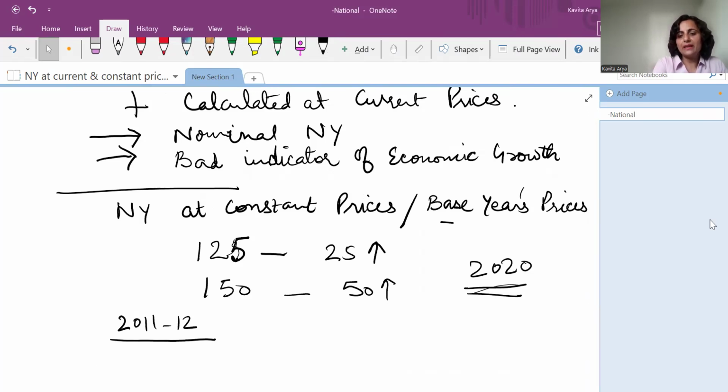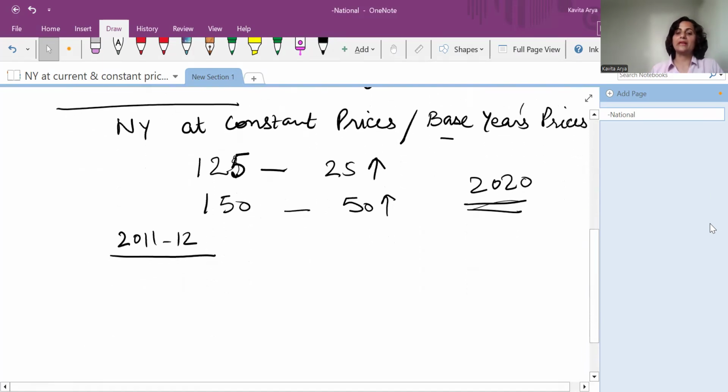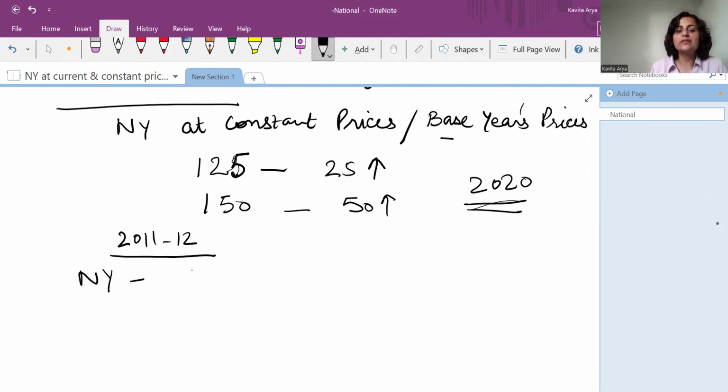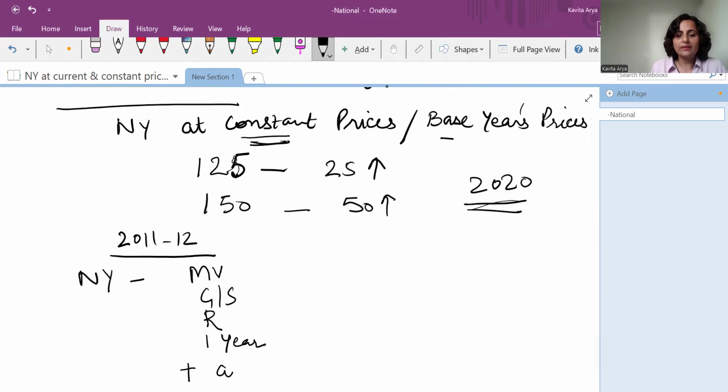Right. So let's begin. What do we mean by national income at constant prices or base year's prices? Again, we would have all those four features, all the key points which we talk about national income. Like this is the money value of all the goods as well as the services produced by the residents and produced in one financial year. But here the point is it is calculated at constant prices. So measured at constant prices.